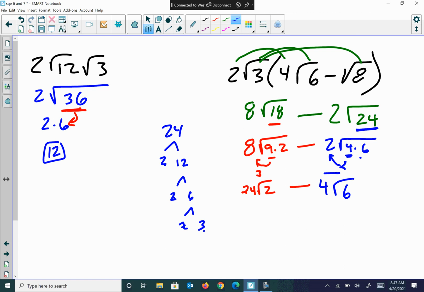My friends, are root 2 and root 6 the same? No, so I cannot add or subtract them. They don't change at all. Multiplication, you multiply outside, outside, inside, inside.